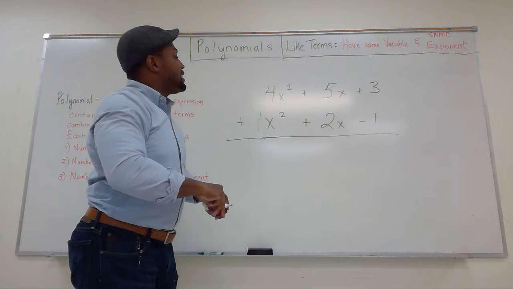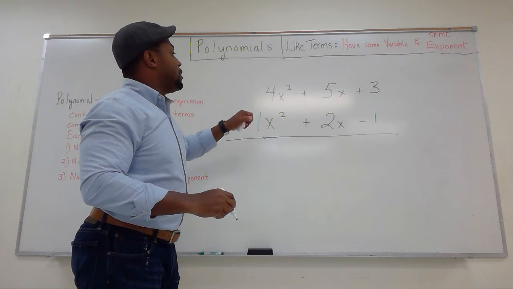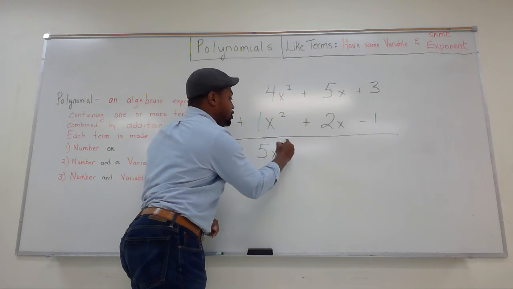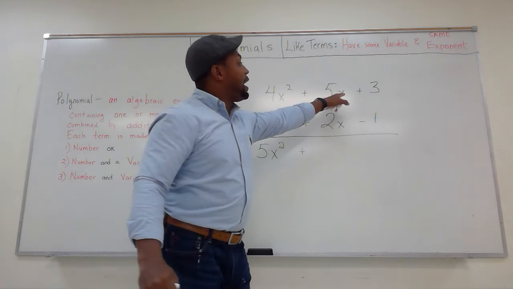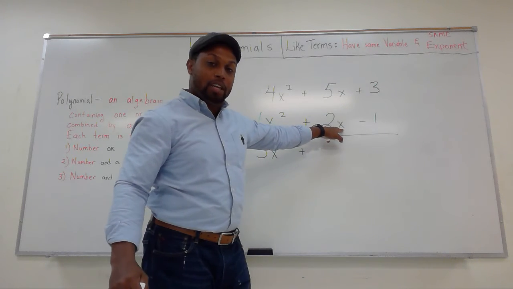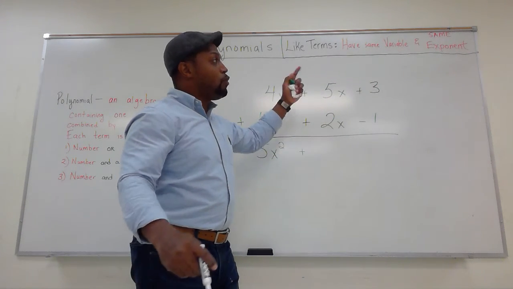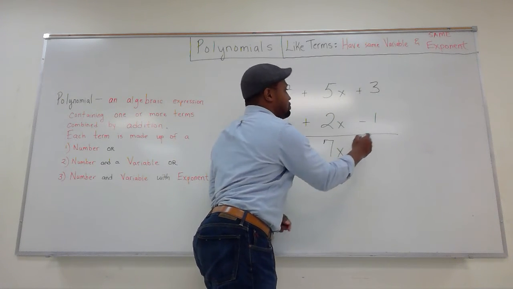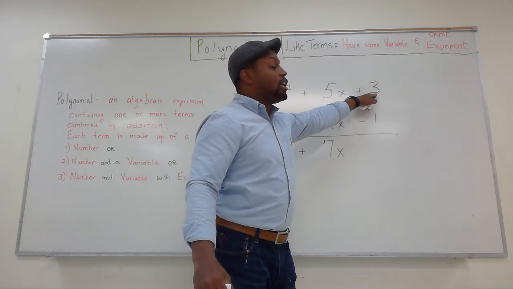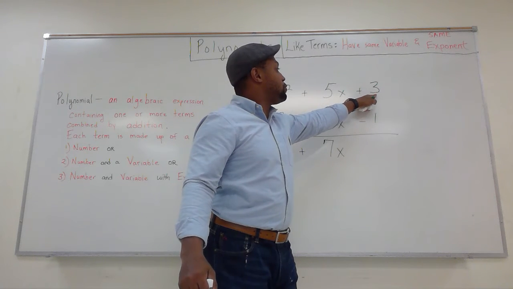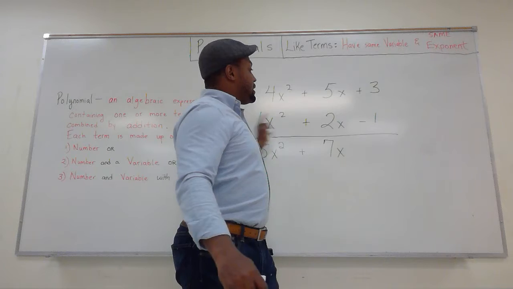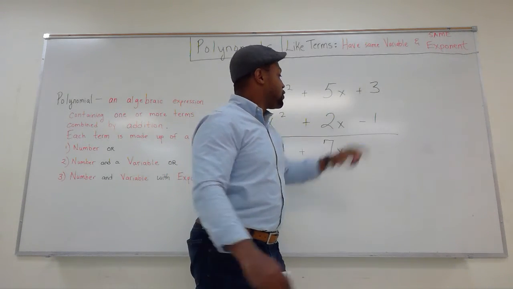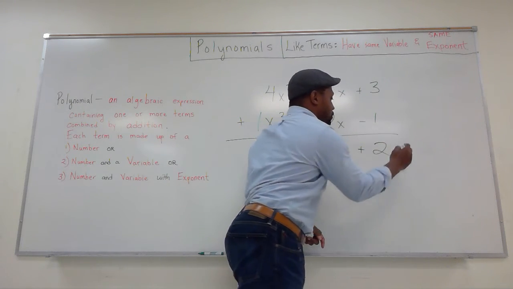So since I can combine these two terms because they have the same variable and the same exponent, I have 5x squared. Now I have an x there and an x here. Same variable, no exponent, that's okay, same variable. So now I have 7x. And then I have a term with no variable and no exponent, 3, plus a negative 1, which is, we talked about, the same as 3 minus 1, and that is 2.